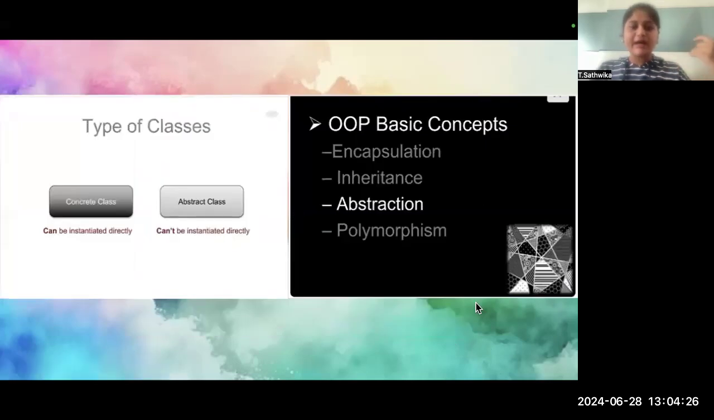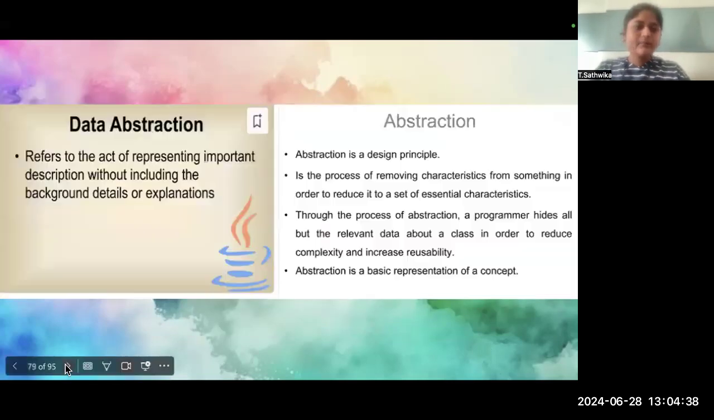Now coming to abstraction. Actually, a class has two types, that is, a concrete class and an abstract class. A concrete class can be instantiated directly, and an abstract class can't be instantiated directly. Now coming to data abstraction, it refers to the act of representing important description without including the background details or explanations. And abstraction is a design principle.